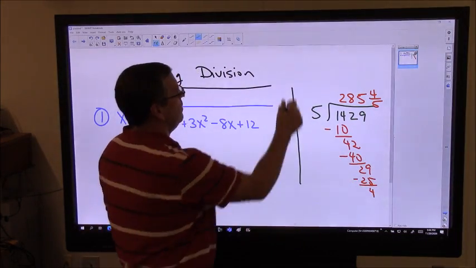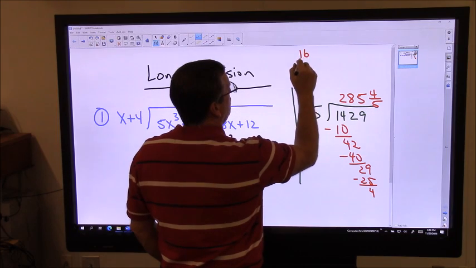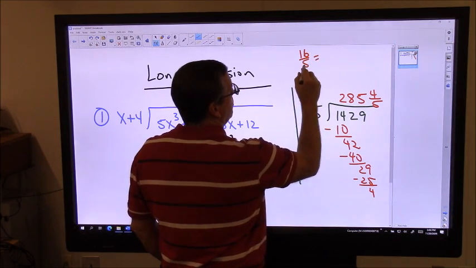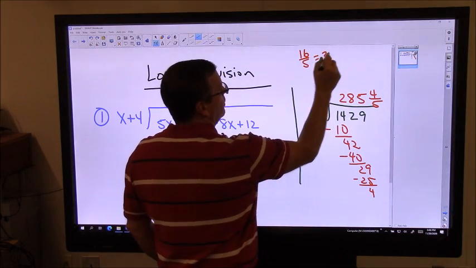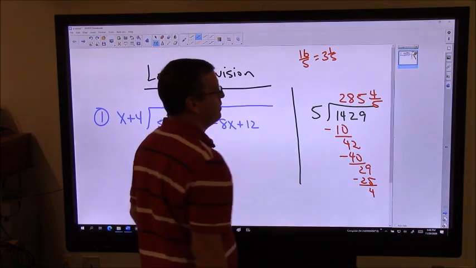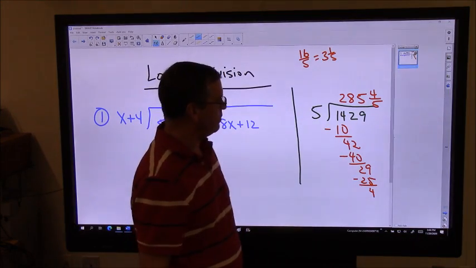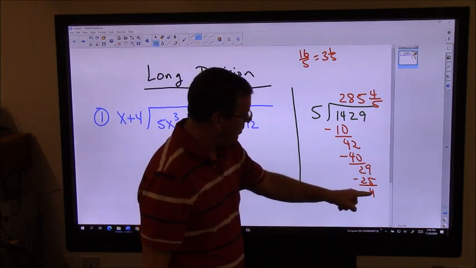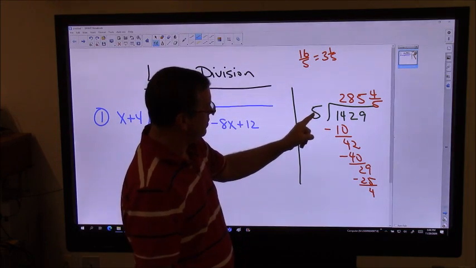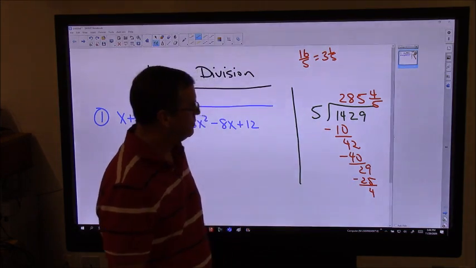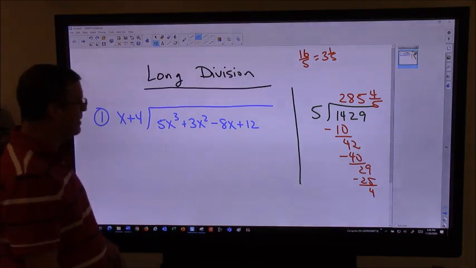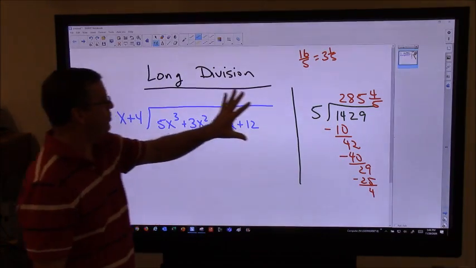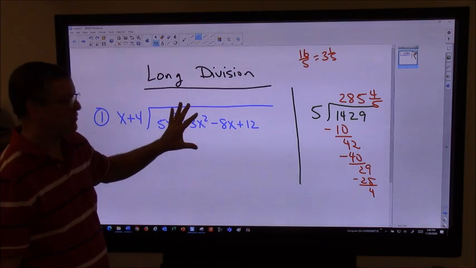Okay? It's kind of like if I was doing 16 divided by 5, I would get 3, and there's still 1 left over, so 1/5. I'm doing that same type of thing here. Okay? I want to write my remainder as a fraction where this is the numerator, this is the denominator, 4/5. All right? So now I want to transfer that knowledge over to this problem.